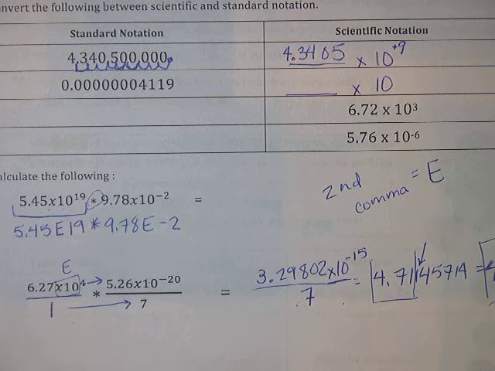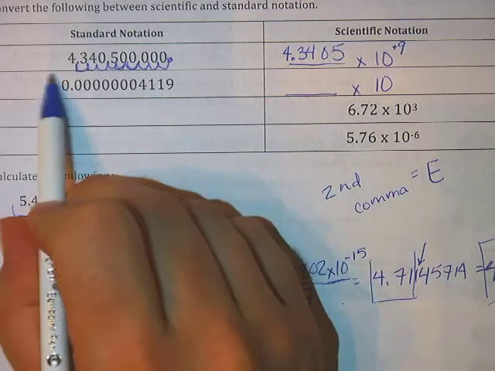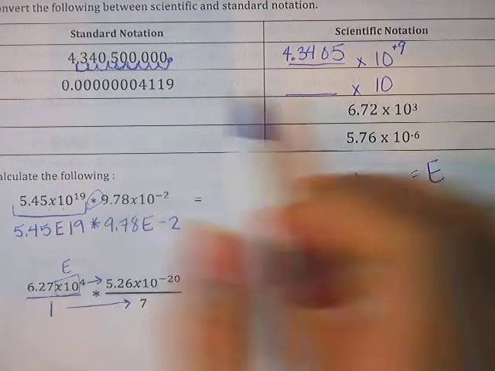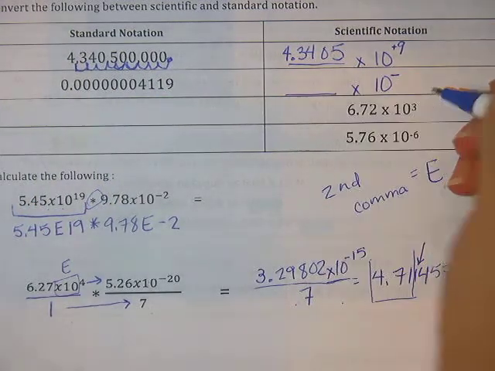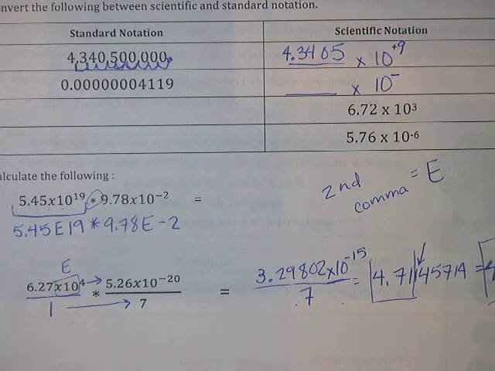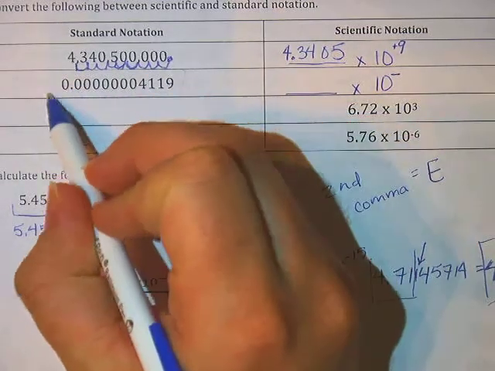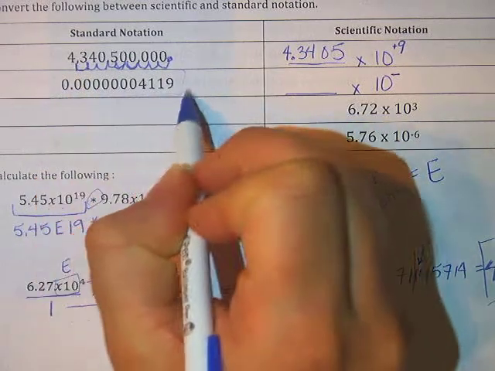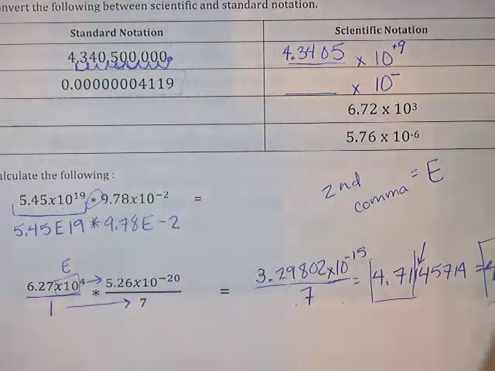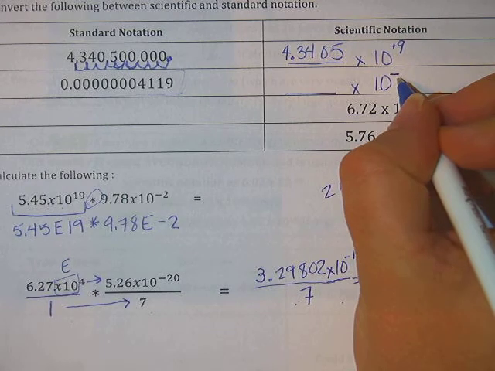When we look at the next problem, this starting number is smaller than 1. That tells me my exponent's going to have to be negative. And yes, a negative sign you do have to actually write in there. So when I decide this starting standard notation number is smaller than 1, the exponent's going to have to be negative.